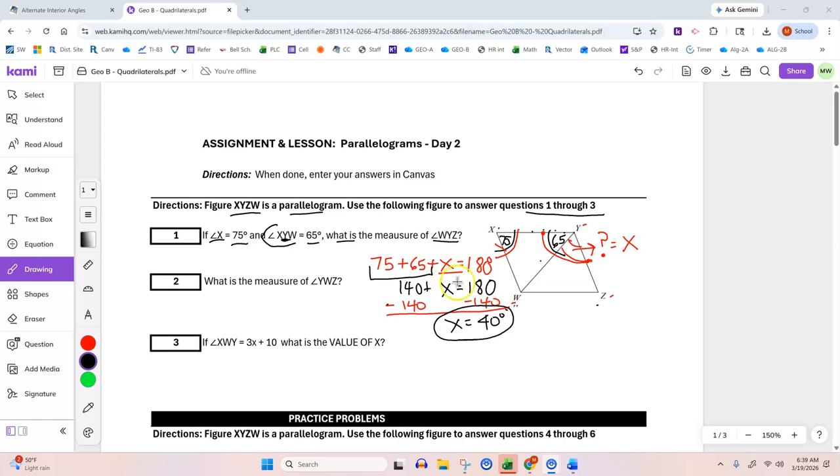Okay, so after I do the little bit of algebra, I put these two together, get 140 plus X equals 180, and I subtract 140 from both sides, so I get X is equal to 40, okay? So that's the answer for number 1. It's going to be 40, okay? Next thing is, what is the measure of angle YWZ? YWZ is right here.